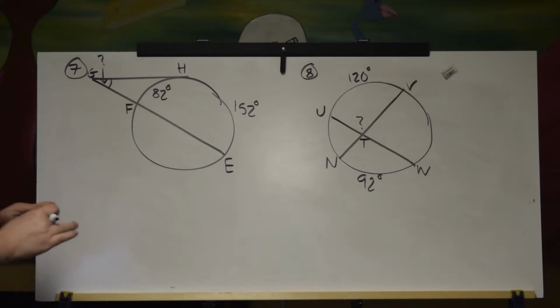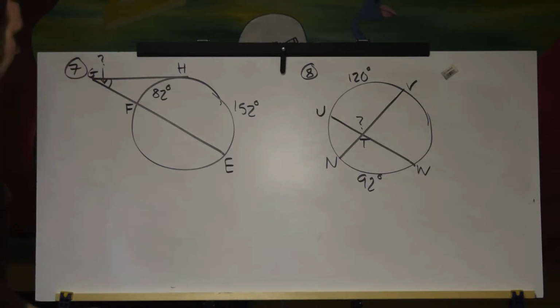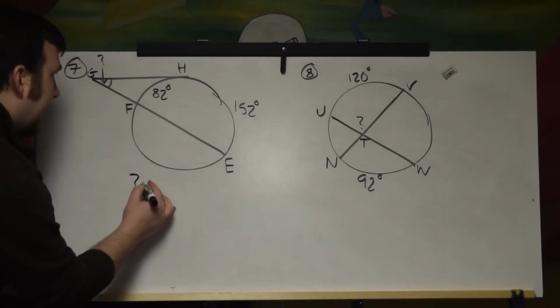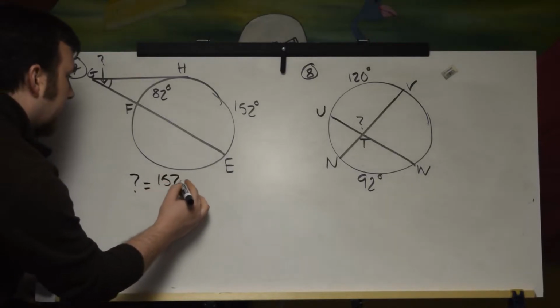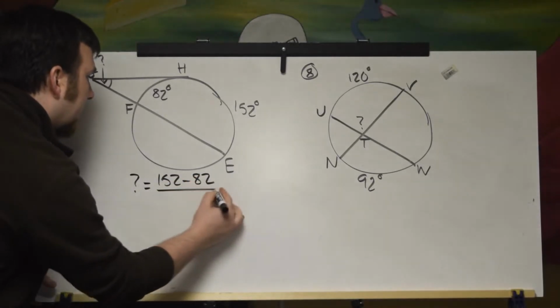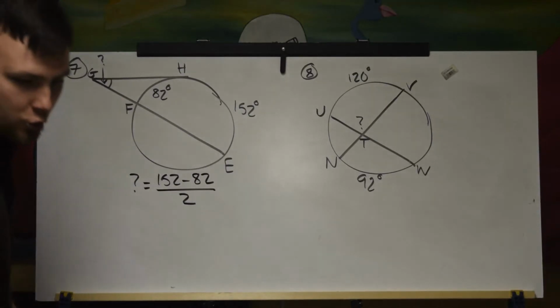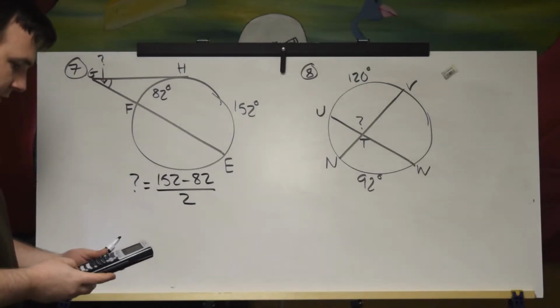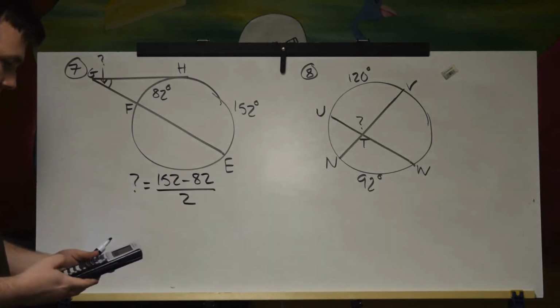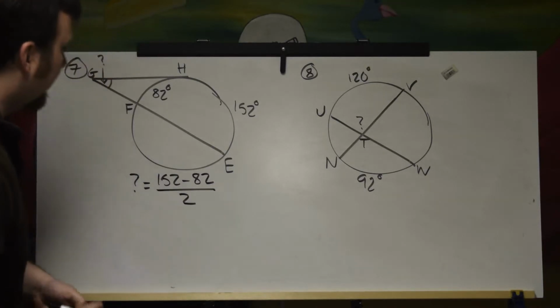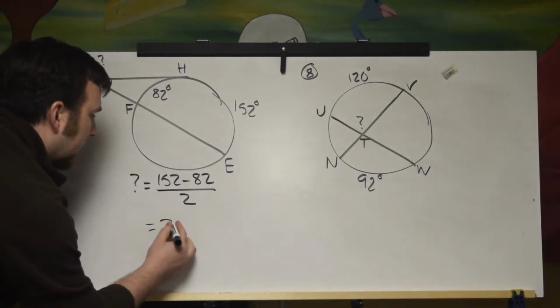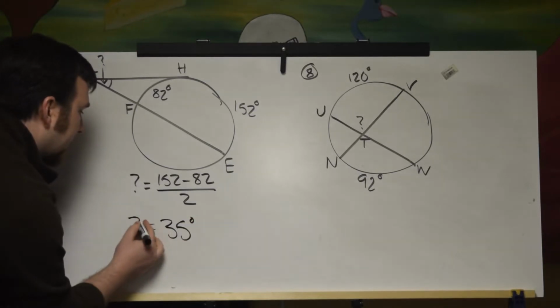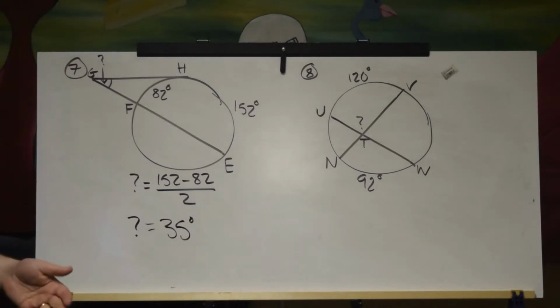All right, number 7 is an exterior angle. That means the angle is equal to the big arc minus the little arc divided by 2. So 152 minus 82 is 70. And when we take half of 70, we get 35. So that angle is 35 degrees.